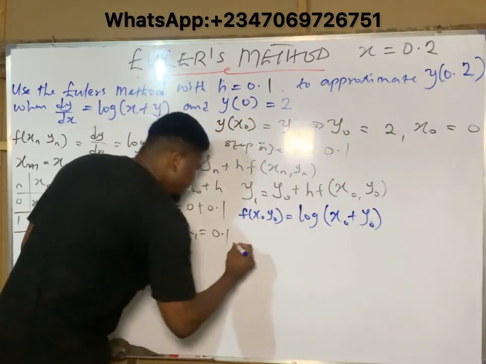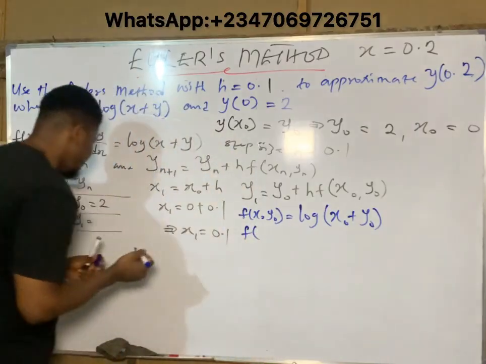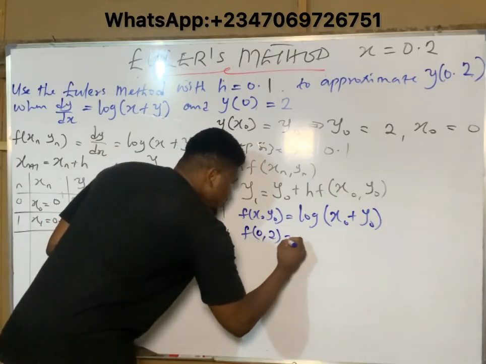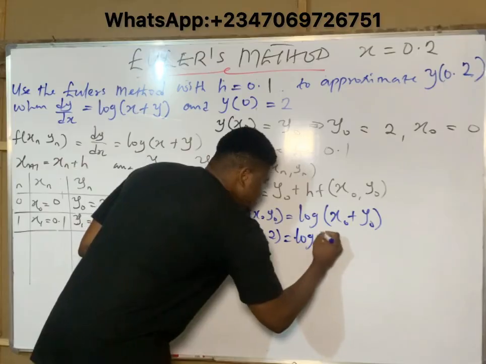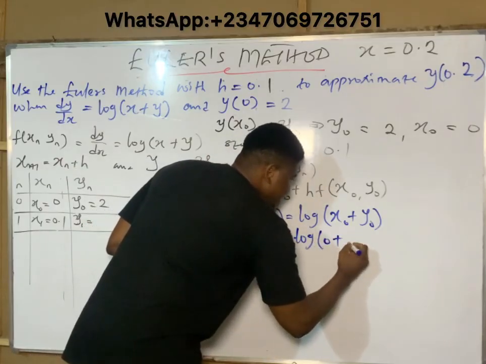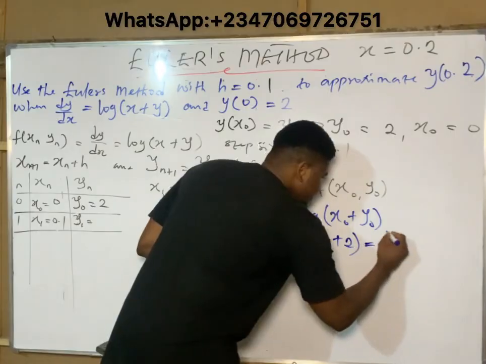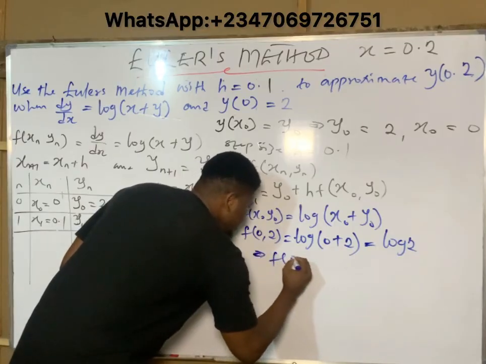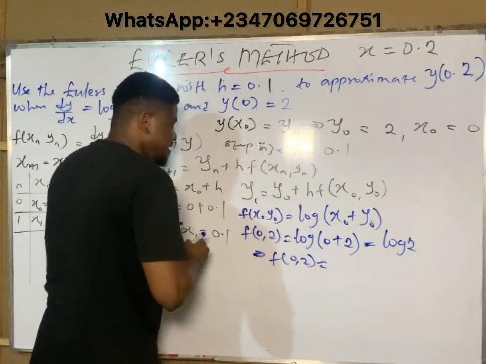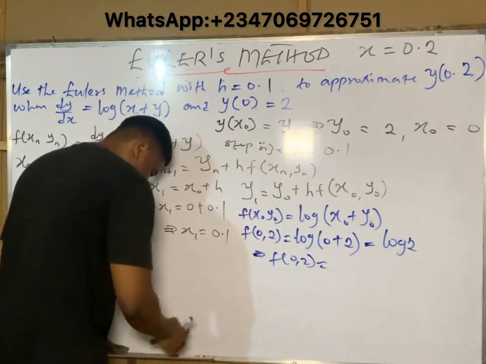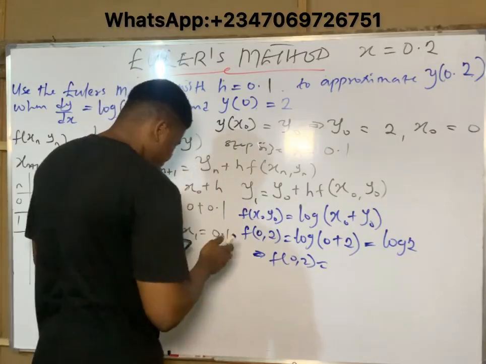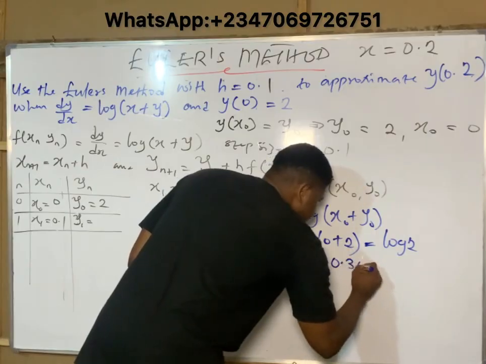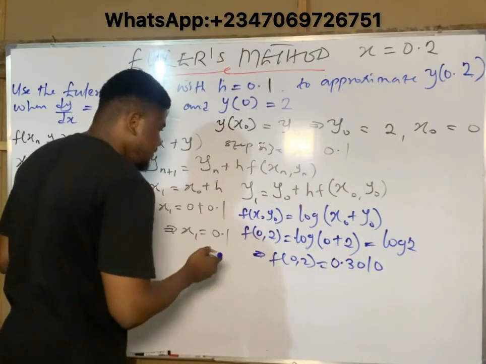It's as simple as this. So x0 is 0, y0 is 2. So f of 0, 2 equals log of x naught, which is 0, plus y naught, which is 2. So this actually gives us what? Log 2. This implies that the value of the function at 0 and 2 is going to be equal to, let's now find the value of log 2. So log 2 gives us approximately 0.3010. So we have this for the function.